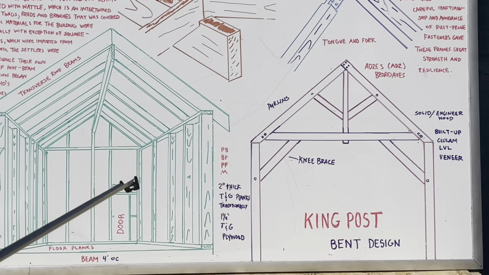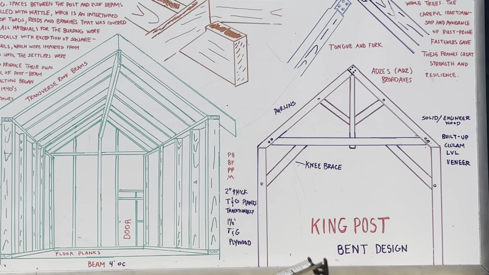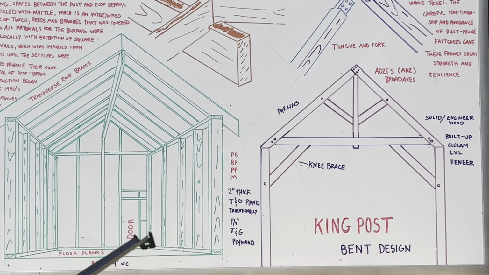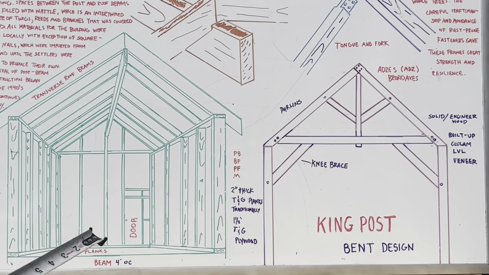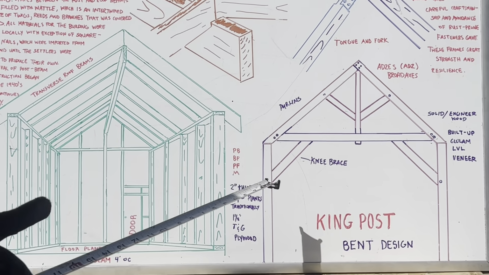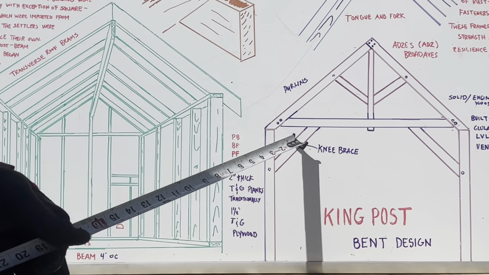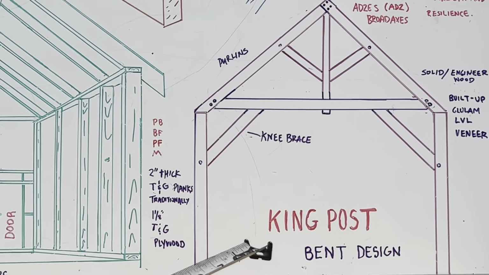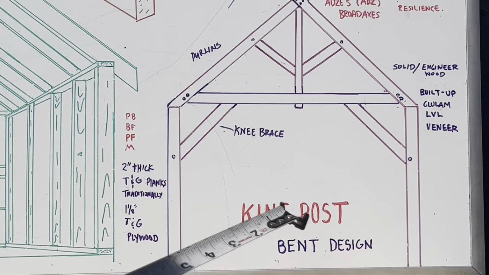Now, this is a bent design, and this particular design is called a king post. They got other designs as well. You got queen post. You got something called a gambrel post. Now, this is a distinctive design right here. You see these, it's called a knee brace. When you see members like this, that is one indication that you're dealing with a timber frame structure.